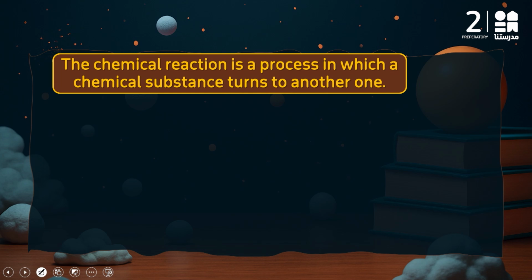The process in which a chemical substance turns to another one. As we know, the law of conservation of matter states that substance or matter is neither created nor destroyed but changes from one form to another. In a chemical reaction, we rearrange the reactants to form the products.